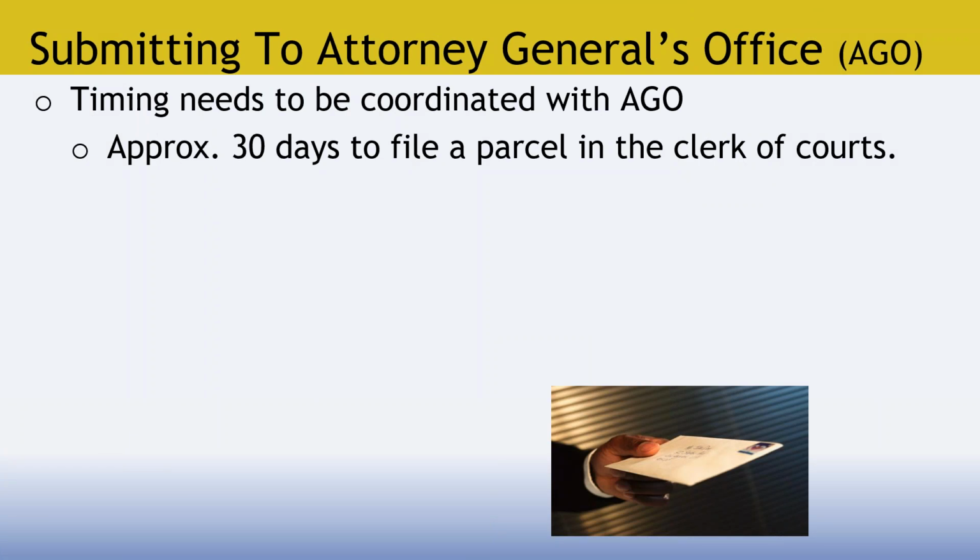Submitting timing needs to be coordinated with the AG. It's very important to give the Attorney Generals a heads up, especially if you have quite a bit of parcels. By giving them a heads up, it helps them adjust and reallocate their work as needed to accommodate these cases as quickly as possible. Looking at 30 days to file the parcel with the clerk of courts, I'll say 30 to 45 days, depending upon the Attorney General's workload.